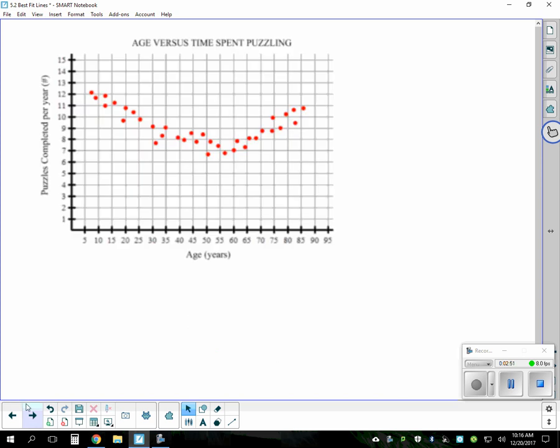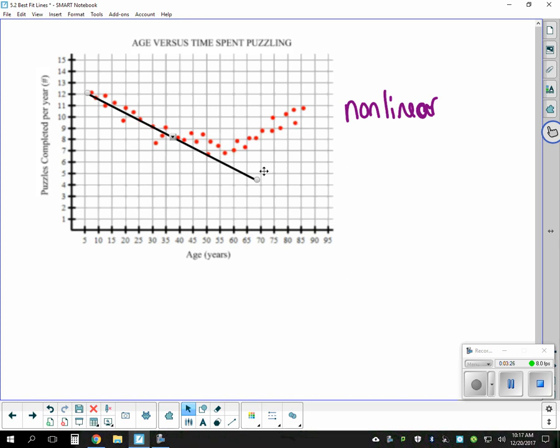Okay, so our next graph, it's the age versus time spent puzzling. So we're talking about how many puzzles you are completing throughout the year and what age you are. I don't know what kind of puzzles these are, but does this look linear to you? What do you think? I'm going to say it's nonlinear. Okay, it looks like there's a curve in it. Nonlinear. So I couldn't draw in a straight line. I mean, I could, I don't know, that. Or maybe I could look at just the first part of it and say, oh, well, that part looks like a straight line. But this data here would definitely not be represented by this line.